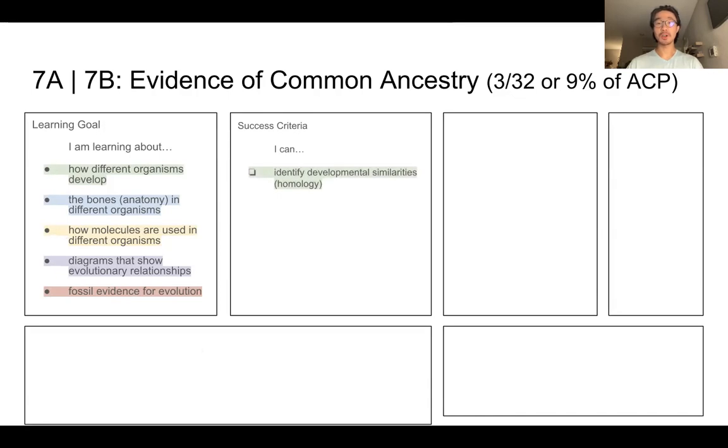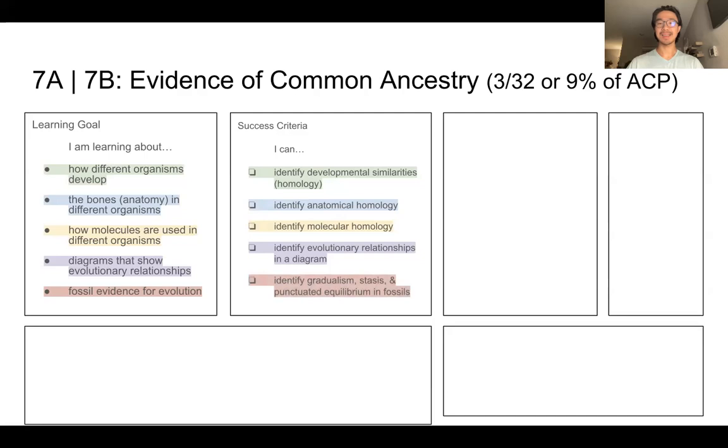To be able to succeed in today's lesson, you will be able to identify developmental similarities, which is also called homology. I can identify anatomical homology. I can identify molecular homology. I can identify evolutionary relationships in a diagram. And lastly, I can identify gradualism, stasis, and punctuated equilibrium in fossils.